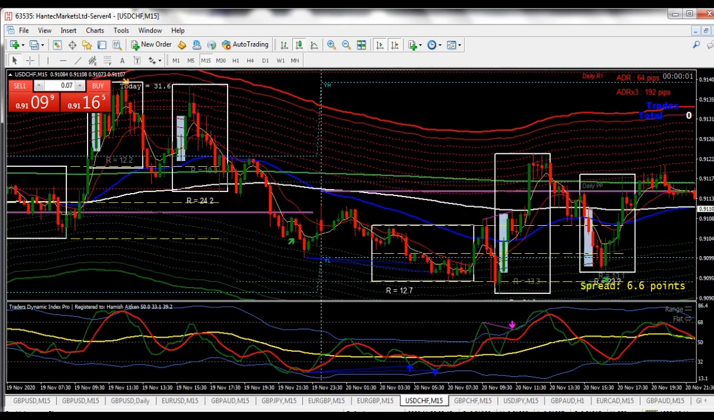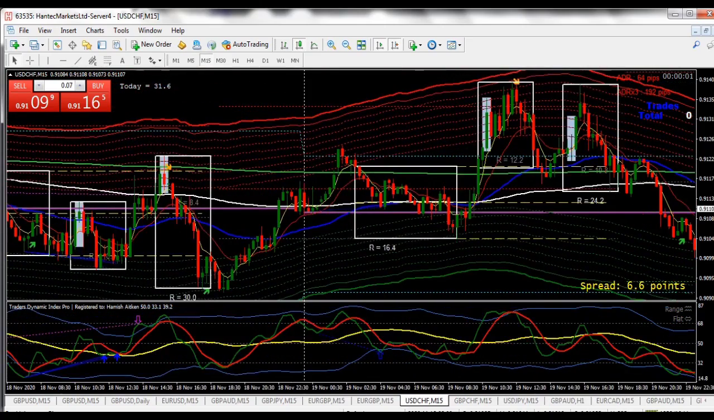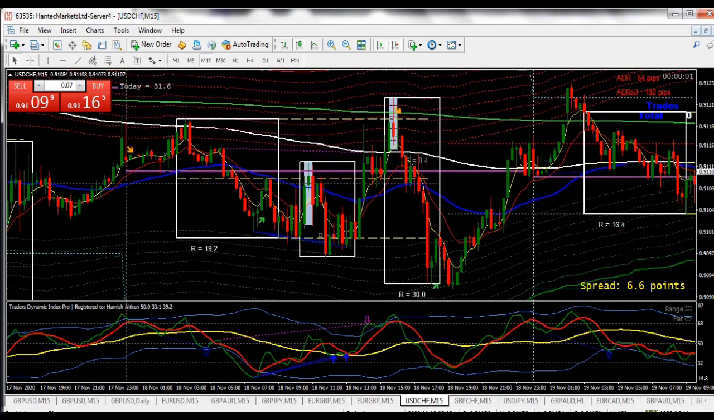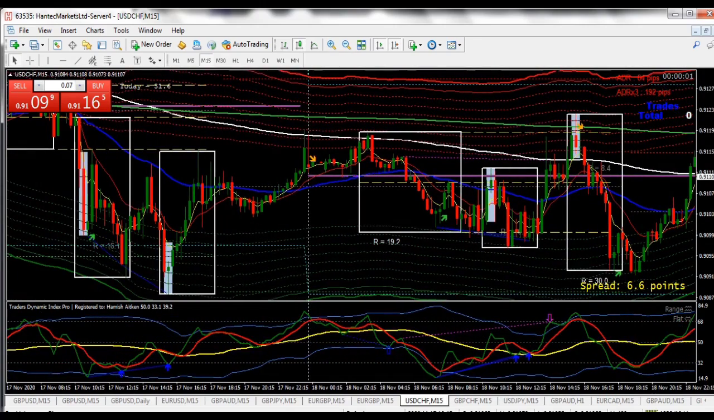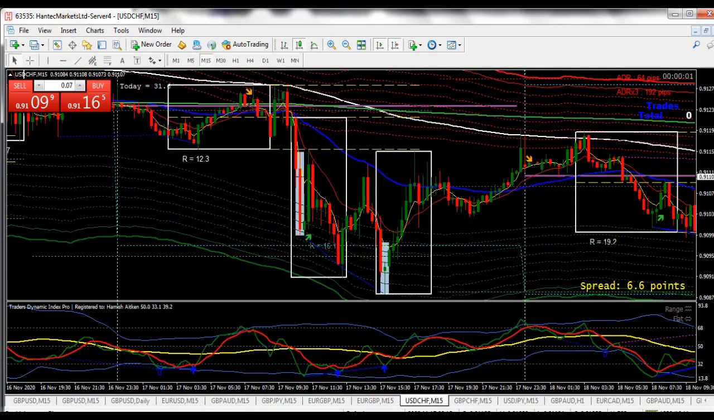Oh, sorry, let me show you my position here. Okay, here you could see this was USD CHF 17th of November. This was the Asian box. And here I actually took a sell at this very place here. I took a sell at this very place here.